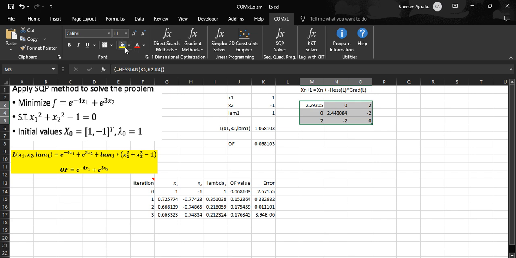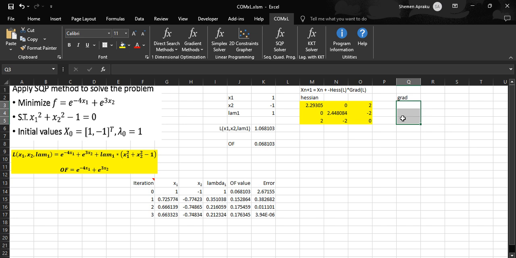So the Hessian of the Lagrange function at the point 1, minus 1, and 1 is given as this. So this is our Hessian. Now the grad.